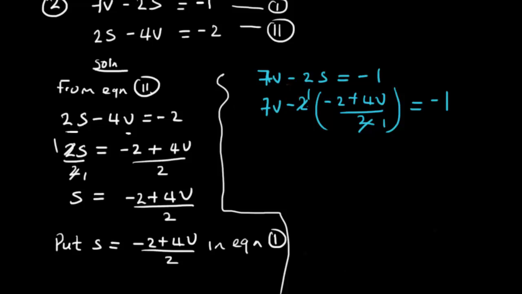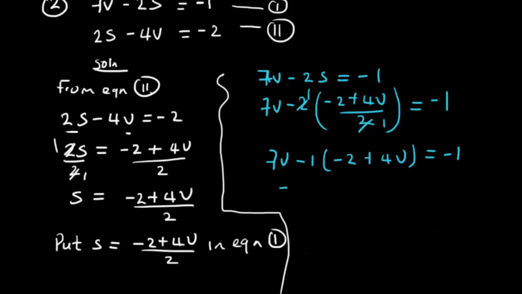Now, if the denominator cannot cancel whatsoever with what is multiplying the bracket, all you need to do is multiply through by that denominator. I think we've done it in previous examples. So let's do this. We have 7v. Now we are left with minus 1 here. Be careful with the sign. So we have minus 1 into brackets minus 2 plus 4v equals minus 1.